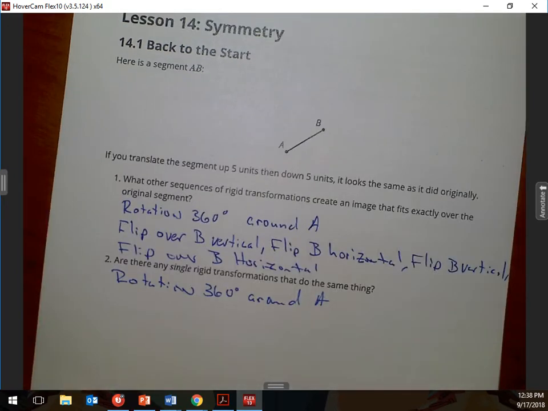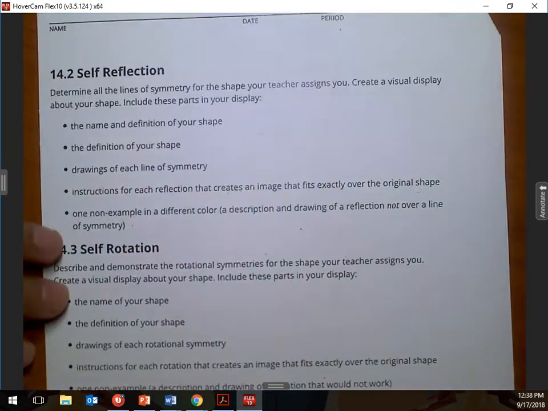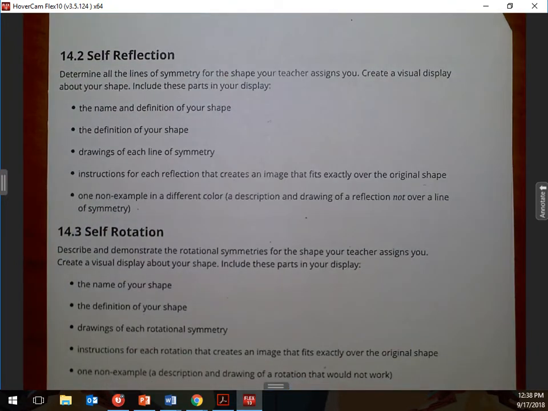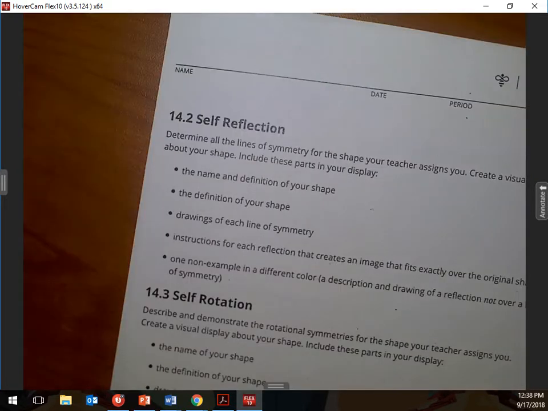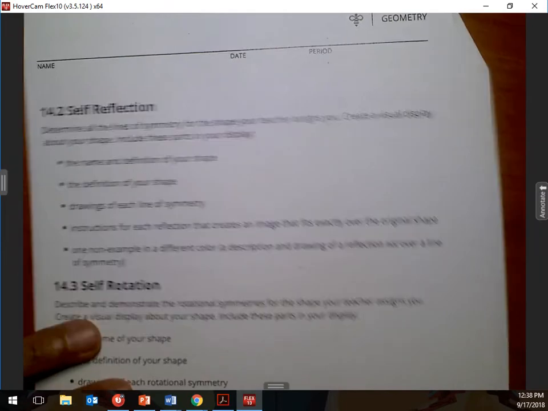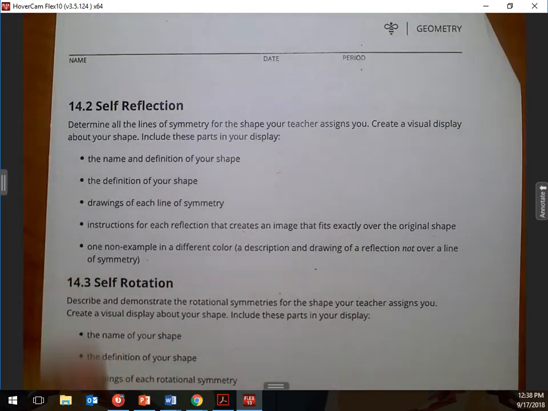Okay, let's take a look at the next one. 4.2, self-reflection. Now determine all the lines of symmetry for the shape your teacher assigned you. I hand you guys one per pair. That's this thing right here. And it says create a visual display about your shape. Include these parts in your display. Name and definition of your shape.